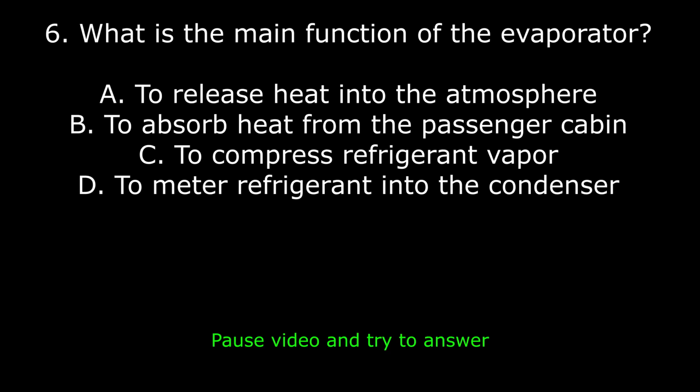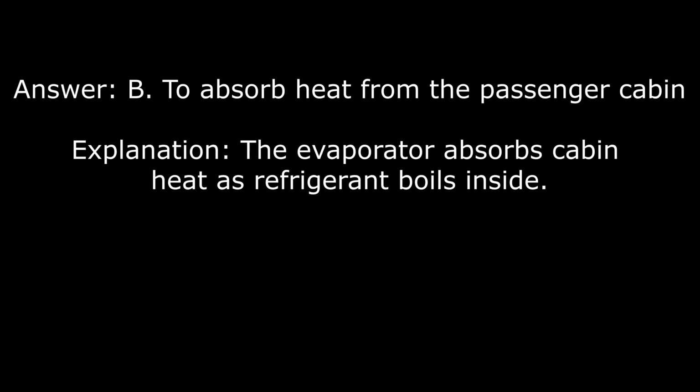6. What is the main function of the evaporator? A. To release heat into the atmosphere. B. To absorb heat from the passenger cabin. C. To compress refrigerant vapor. D. To meter refrigerant into the condenser. Answer: B. To absorb heat from the passenger cabin. Explanation: the evaporator absorbs cabin heat as refrigerant boils inside.